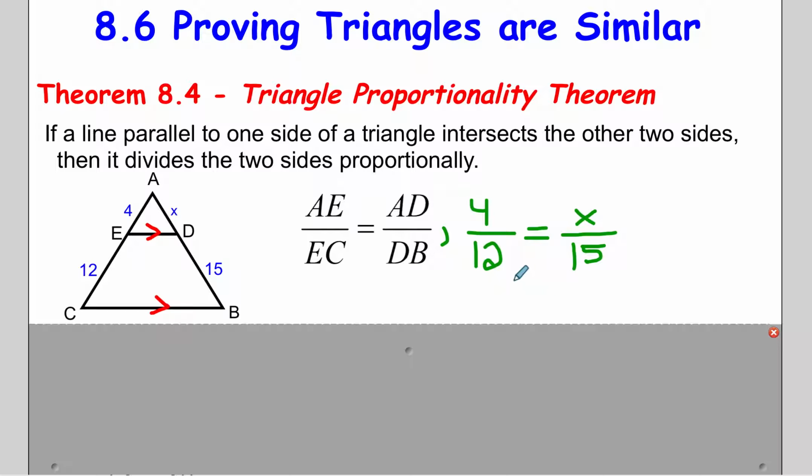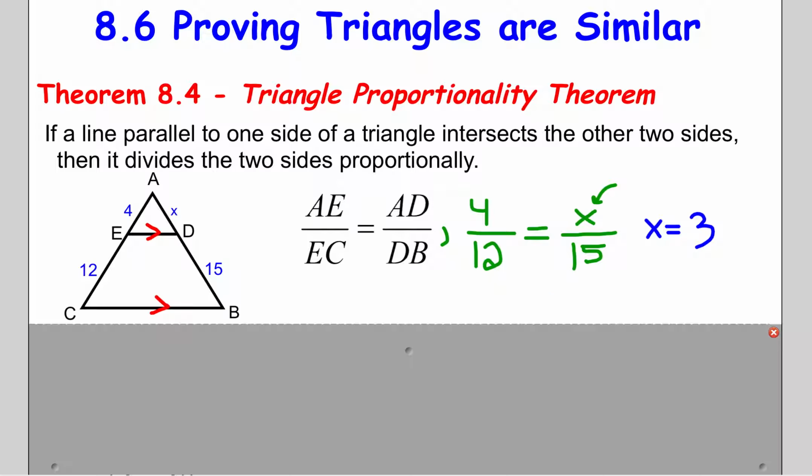I could also just look at this and say, okay, 4 over 12, that's going to reduce to 1 over 3. So what could I plug in for x that would give me the same relationship as 1 over 3? Well, 15 divided by 3 is 5. So x is 5. And once again, you could get there just by eyeballing it, or by going ahead and cross multiplying and solving.